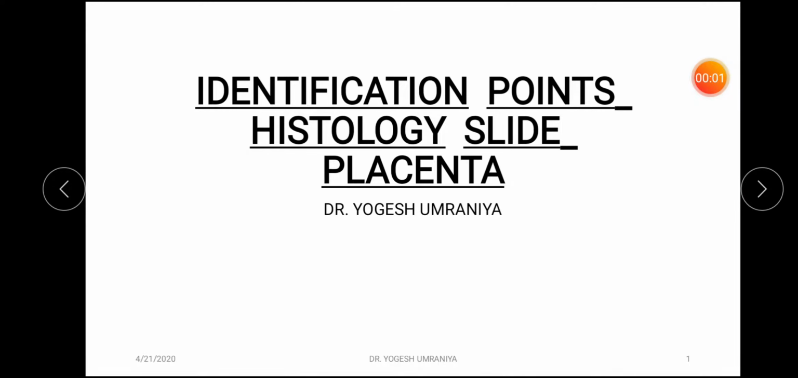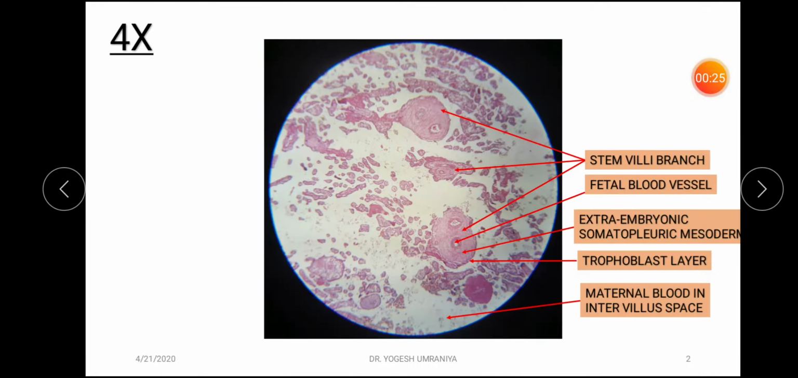We are going to discuss the histology slide of the placenta, particularly the identification points, how to identify the slide of the placenta during the practical examination. We will see this slide under the different magnifications: 4x, 10x, as well as the 40x lens. Okay, so first we are starting with the 4x.